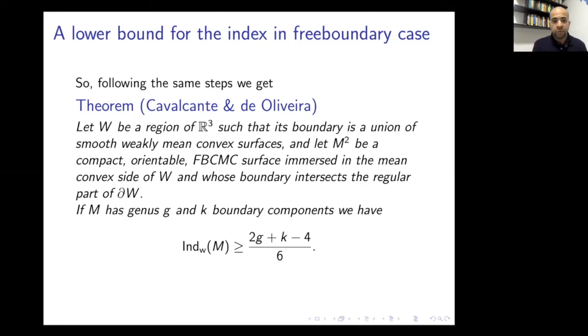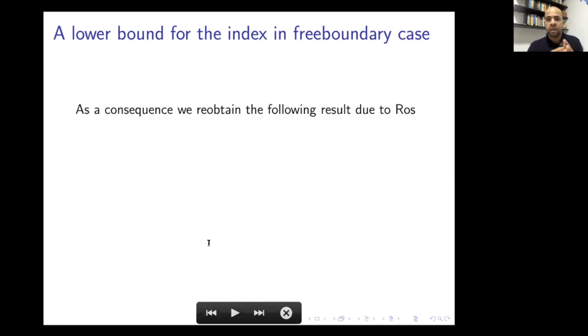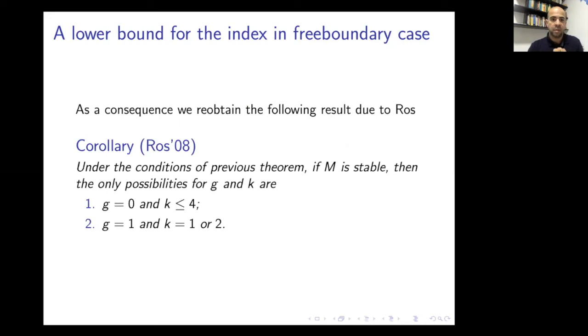So in this case, we prove that the weak index of this free boundary CMC surface is bounded from below by (2g plus k minus 4) over 6. So we estimate the index by the topology of the surface. A direct consequence of this theorem appears when you analyze the case of stable CMC surfaces, meaning the weak index is zero. In this case, we obtain the following result of Antonio Ros in 2008, where he proved that if M is a stable free boundary CMC surface, then the only possibilities for the genus and the number of boundary components are these two possibilities here.